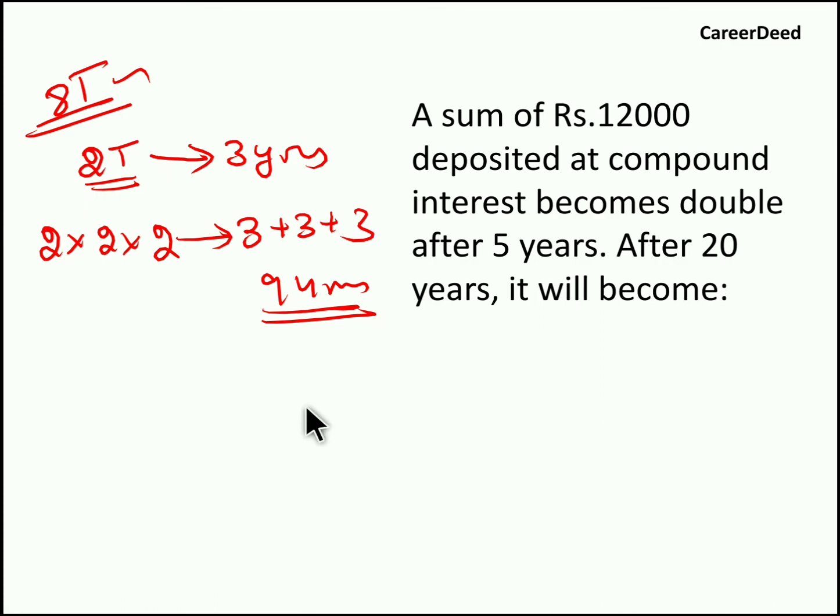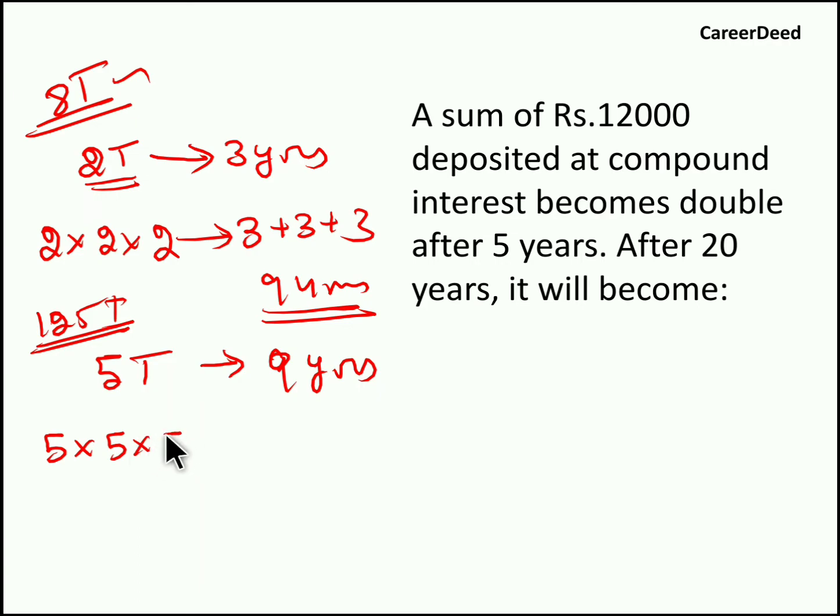Now I have another example for you. A certain sum of money becomes 5 times in 3 years or 9 years. In how many years will it become 125 times? Now you have to represent 125 in terms of 5. 5 into 5 into 5, we get 125. So 9 plus 9 plus 9, we get 27 years. So in 27 years, the amount will become 125 times. So here also we are going to use the same concept.